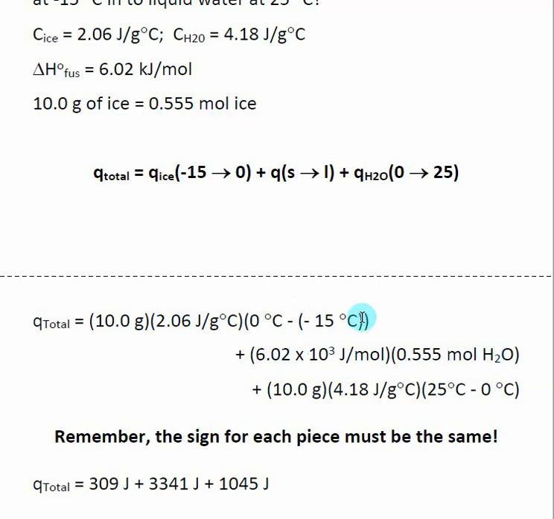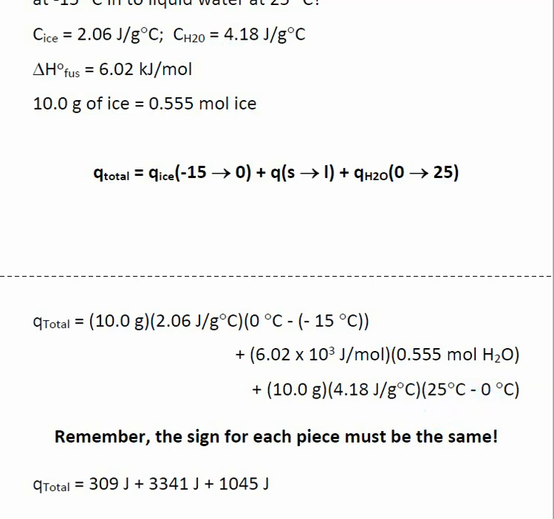And then once I'm done with that, all I have to do is heat the water up from 0 degrees C to 25 degrees C. So we're still dealing with 10 grams of my water. Now the specific heat of the liquid water is different, so I need to plug that in. T final is 25 degrees, and T initial is 0 degrees C.